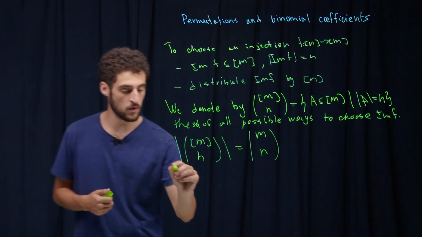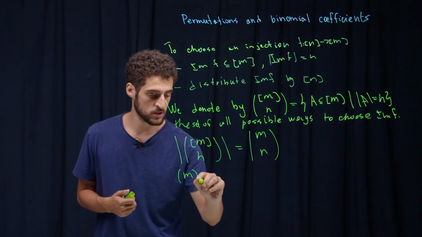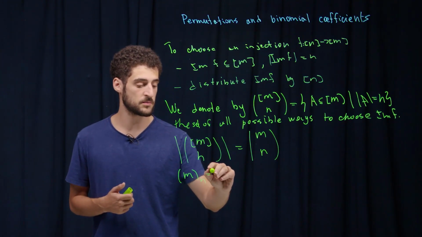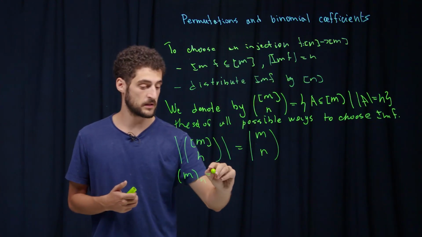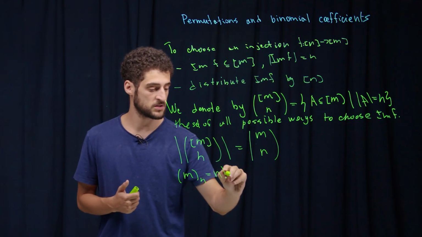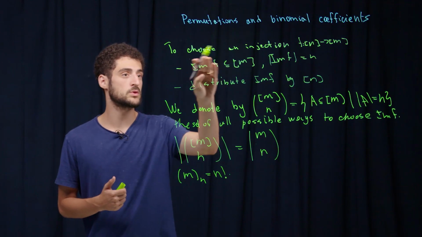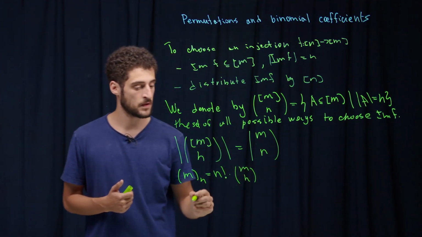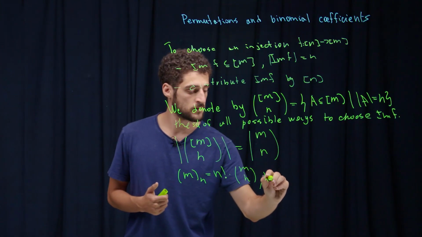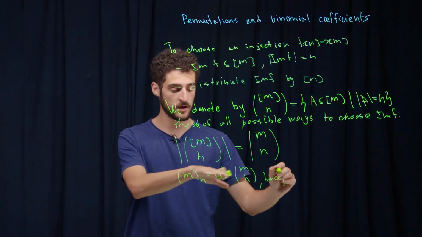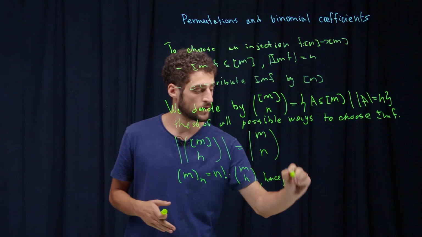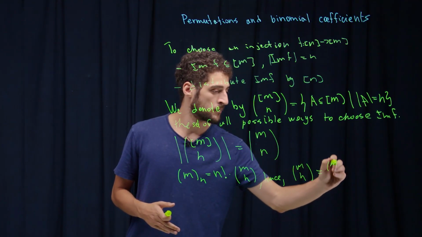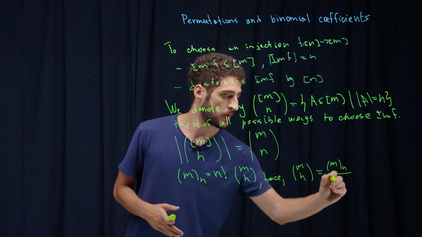Note that the number of different injections is equal to the number of ways to distribute the image by n, which is n factorial, times the number of ways to choose the image, which is equal to m choose n. Hence, we can find the formula for m choose n, which is equal to m lower index n over n factorial.